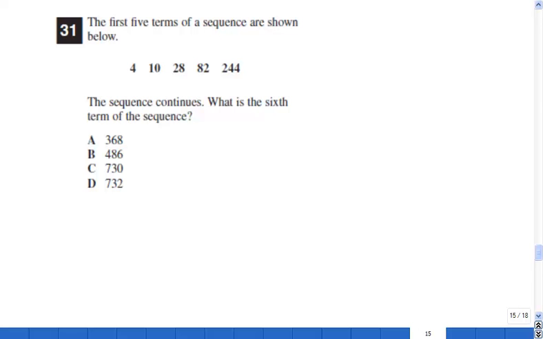Proficiency exam, high school graduation, high school exit exam, problem number 31. The first five terms of a sequence are shown below: 4, 10, 28, 82, 244. The sequence continues. What is the sixth term of the sequence? Sixth, how can we find that?